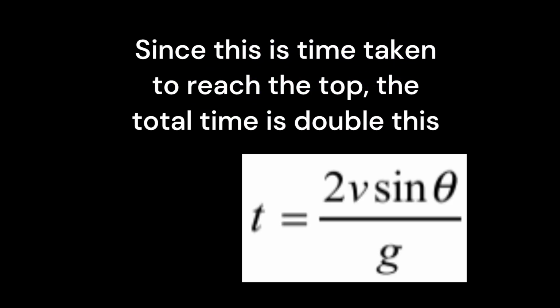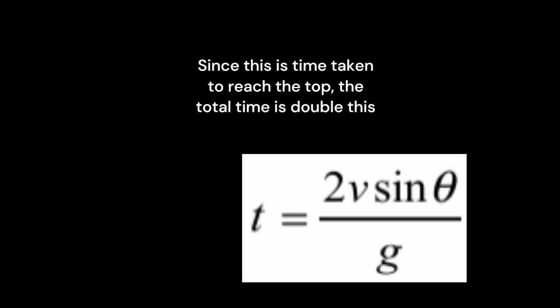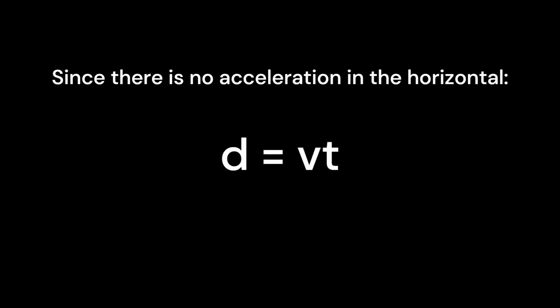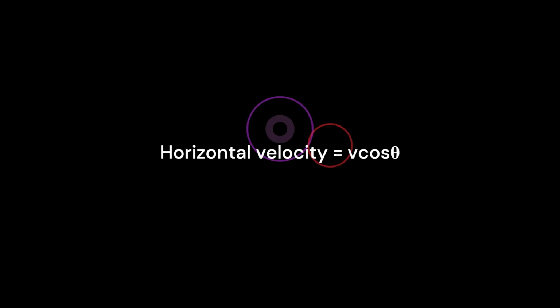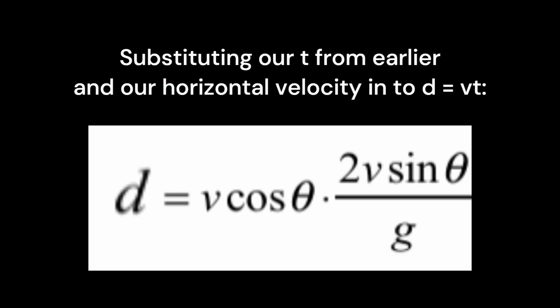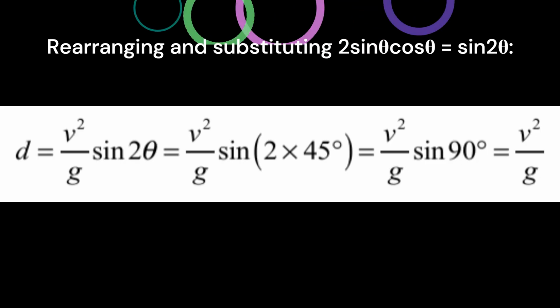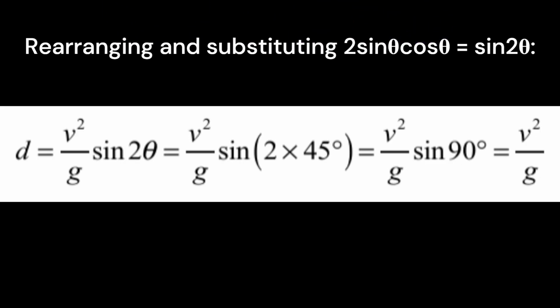Since this is the time taken to reach the top, the total time is double this. Since there is no acceleration in the horizontal, d equals vt. The horizontal velocity equals v cosine theta. Substituting the time for the full motion and our horizontal velocity into d equals vt, we get that the horizontal displacement equals v cosine theta times 2v sine theta over g. Rearranging and substituting 2 sine theta cosine theta equals sine 2 theta, and substituting theta equals 45, we get what we are trying to find.